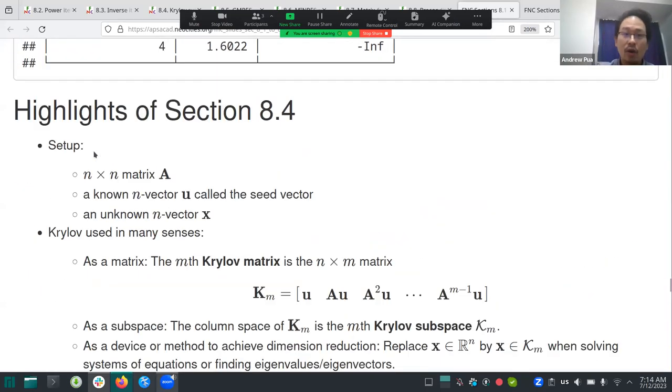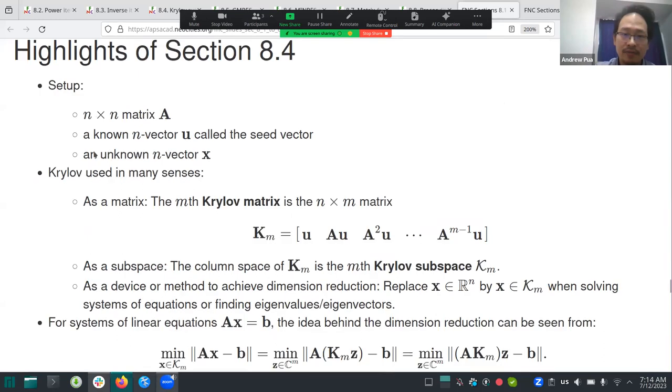Now I'm going to move on to the core of the chapter, which is section 8.4. In 8.4, it's really all about these Krylov spaces. And the setup is as follows. You have an N by N matrix A, and then you have a known N vector u, which is called the seed vector, and then an unknown N vector x. The context is usually solving systems of linear equations or finding eigenvalues.